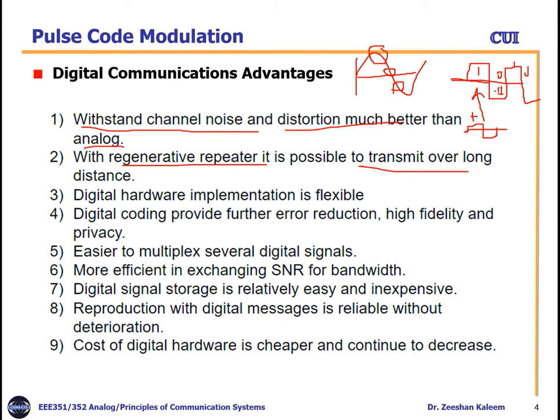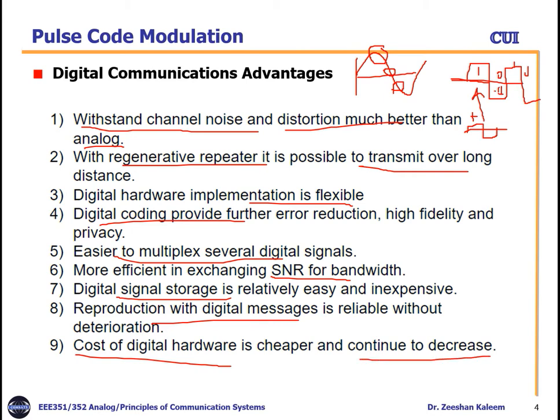Digital hardware implementation is flexible. Digital coding provides further error reduction, high fidelity and privacy. It is easier to multiplex several digital signals, that is, easier to transmit several digital signals together. It is more efficient in exchanging SNR for bandwidth. Digital signal storage is relatively easy and inexpensive, and reproduction of digital messages is reliable without deterioration. The cost of digital hardware is cheaper and continues to decrease because of improving electronic circuitry. So these were some advantages.